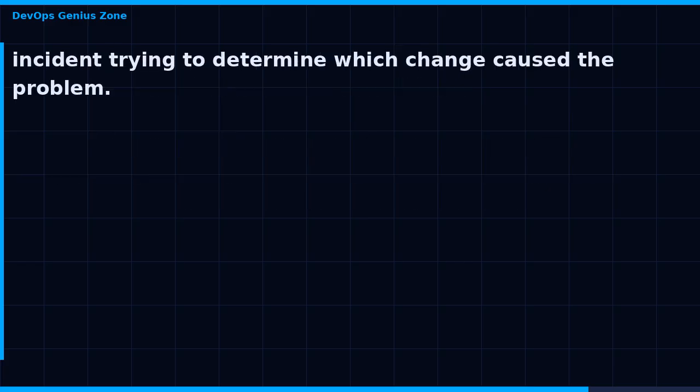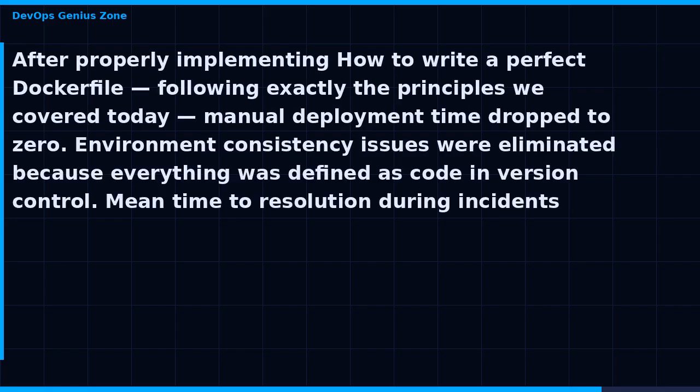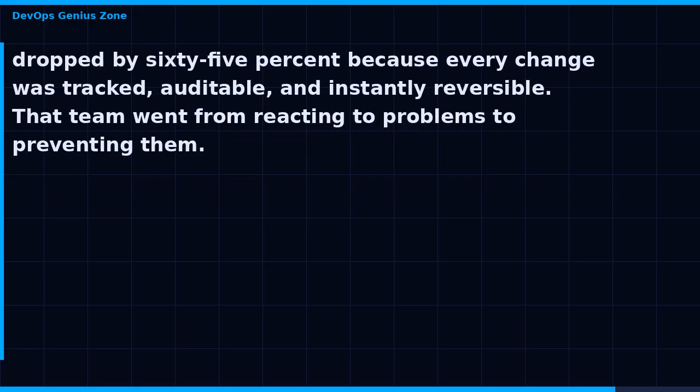After properly implementing how to write a perfect Dockerfile following exactly the principles we covered today, manual deployment time dropped to 0. Environment consistency issues were eliminated because everything was defined as code in version control. Mean time to resolution during incidents dropped by 65% because every change was tracked, auditable, and instantly reversible. That team went from reacting to problems to preventing them.